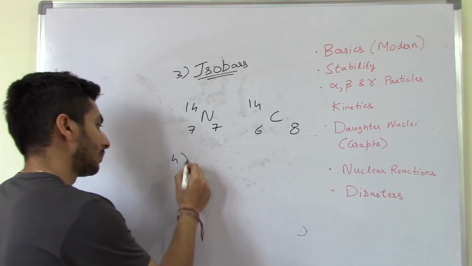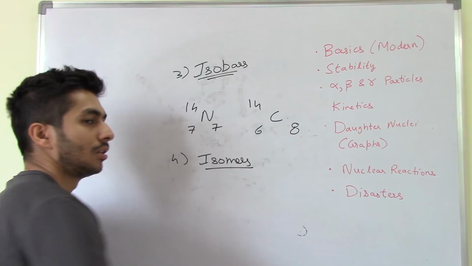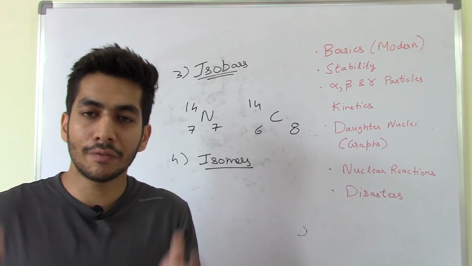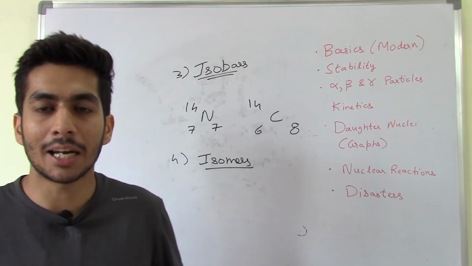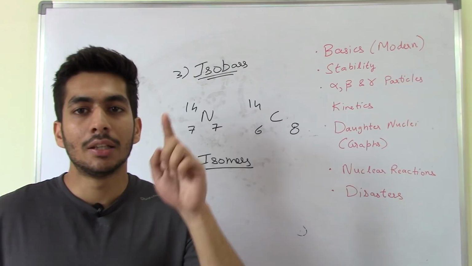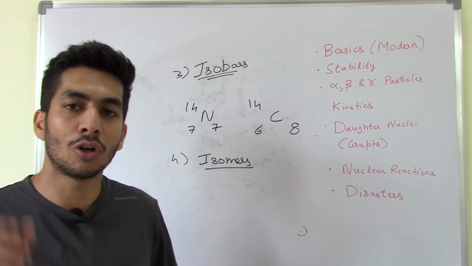And what about isomers? In isomers, they have the same mass number, same proton number, same neutron number. Everything is same. Then what is the difference? The only difference is in their spin or in the excitation. One of the nucleus is in an excited state and the other nucleus is in the ground state. And that excited state can be called a metastable state. Okay? So they have the same number of protons, same number of neutrons and same mass number. But the only difference is that they are in different spin states or in different excited states, and because of their different excited states, they have different nuclear spin.